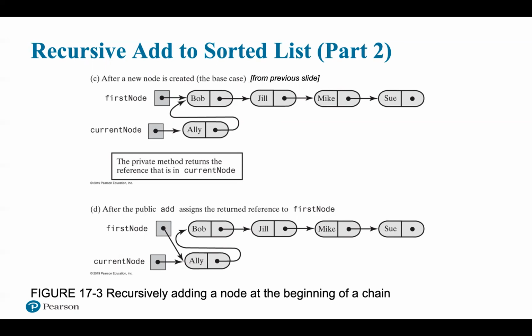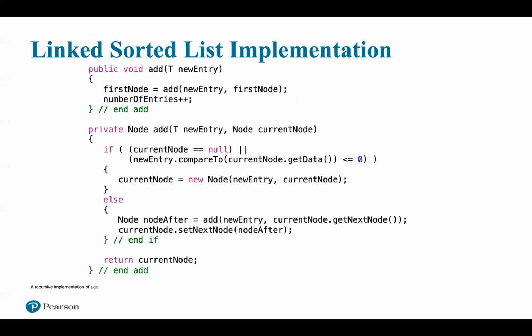Thus, the chain with the completed action appears in figure 17.3d. In terms of a recursive implementation of add, the example in segment 920 displays the contents of a chain. Since that operation does not alter the chain, its recursive formulation was straightforward. Obviously, in our present situation, the method add does alter the chain. Getting the recursive method to make these changes is a challenge in Java.